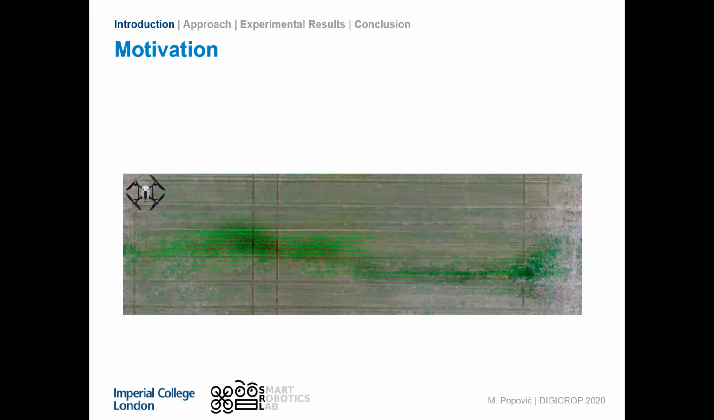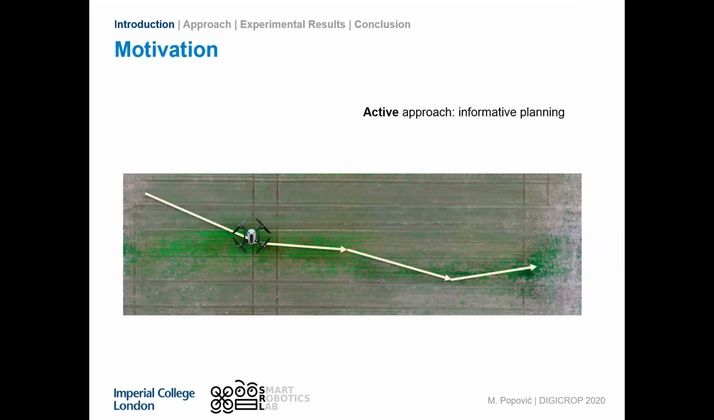Through an informative planning approach, the aim is to perform more efficient, targeted monitoring by allowing the robot to decide where to go next. This way, we can adaptively focus on collecting better data in more interesting areas, leading to a much better use of the limited battery life.